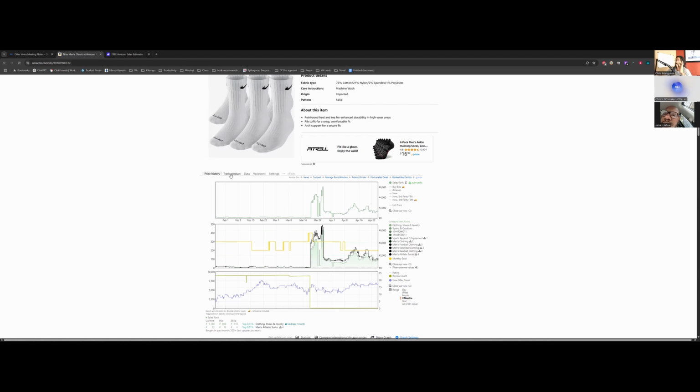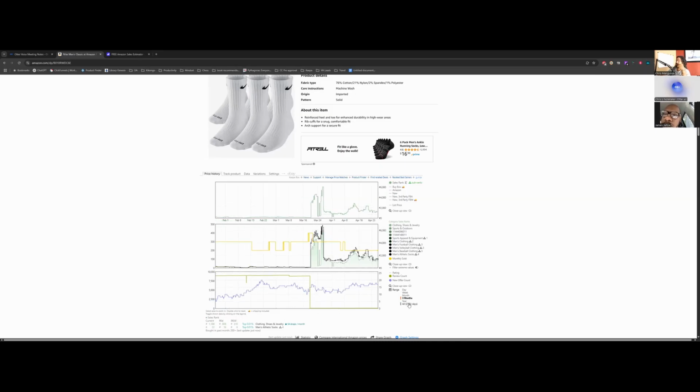That's the sales rank. And on this first graph, the sales rank will be the green line that you see right there. Does all that make sense? Yeah, that makes perfect sense. So that way you can see the sales rank through time.